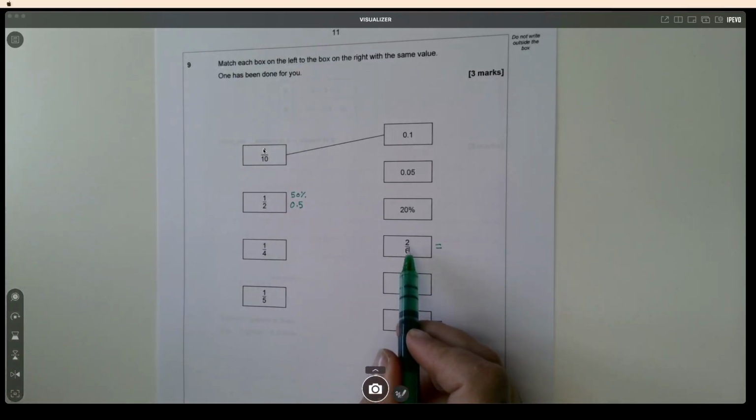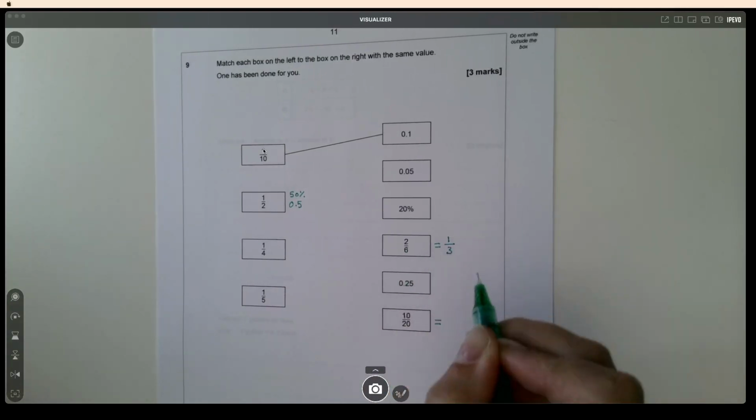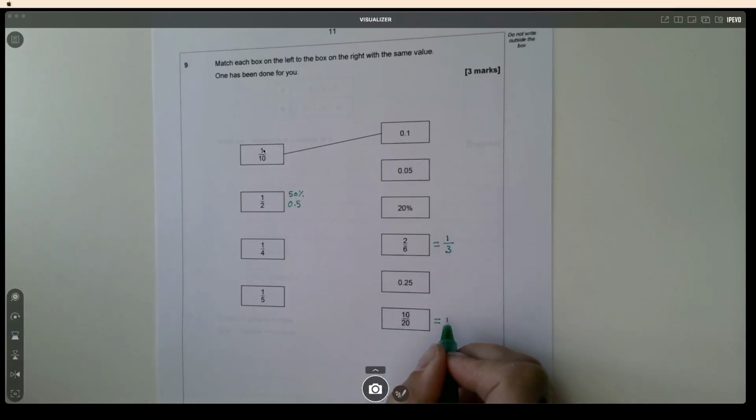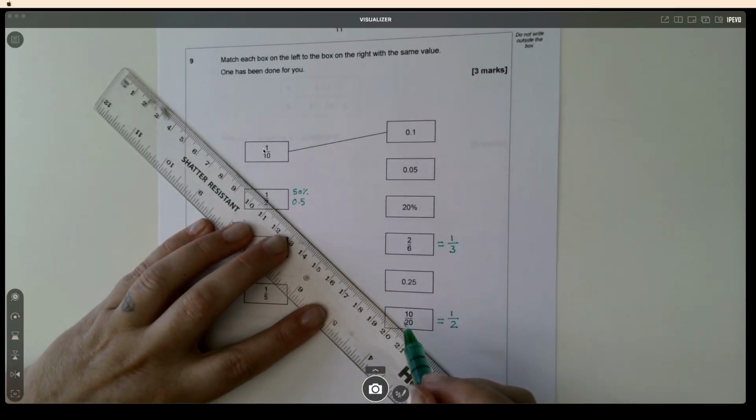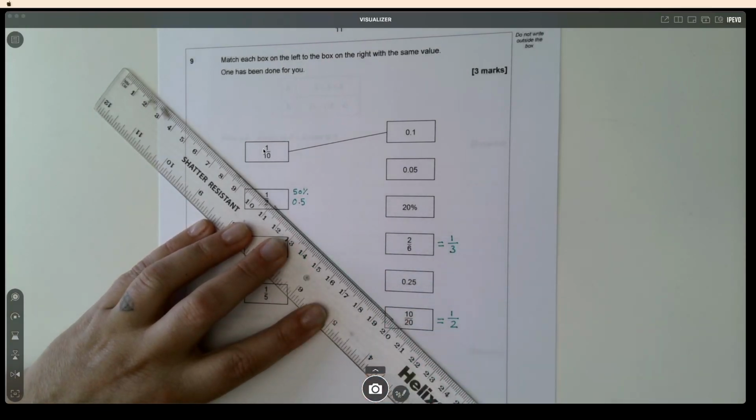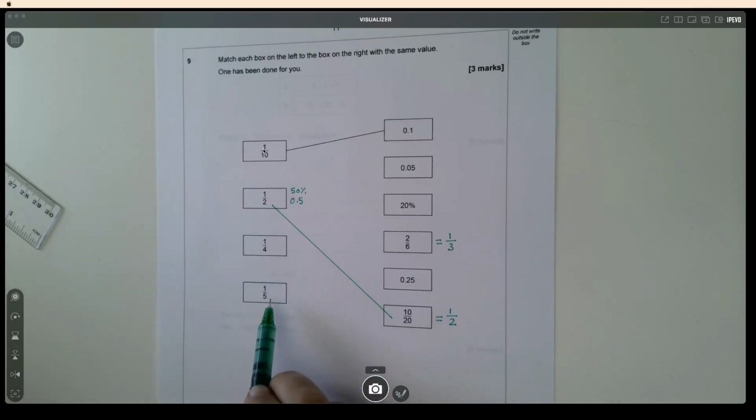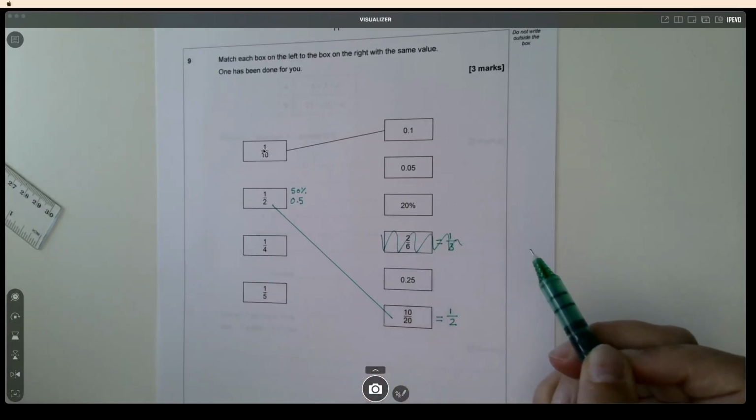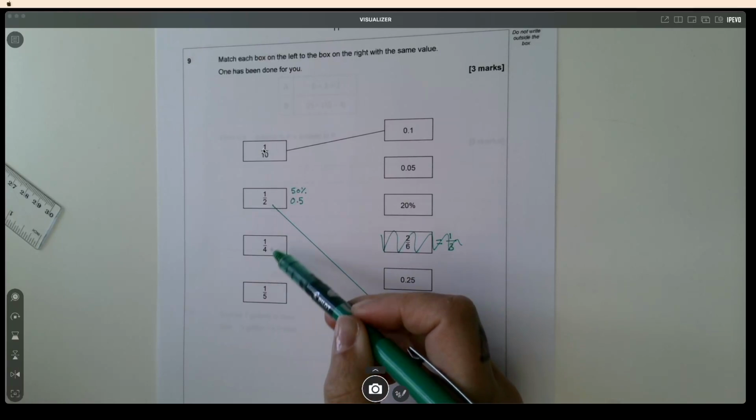So 2/6, I can divide the numerator and the denominator by 2, which would give me 1/3. And then 10/20, I can divide the numerator and denominator by 10, which would give me 1/2. So actually these two do match because they give the same simplified fraction form. The next thing to note is we're going to match up a quarter and a fifth. Well, we've just said that 2/6 is equal to 1/3. So actually we're not going to need to use that box. So we've only got 3 boxes to choose from for the 2 remaining values.